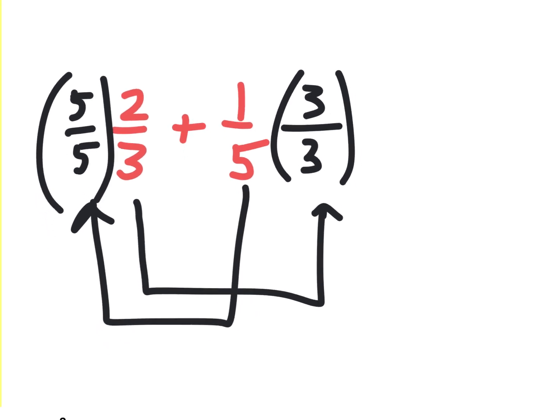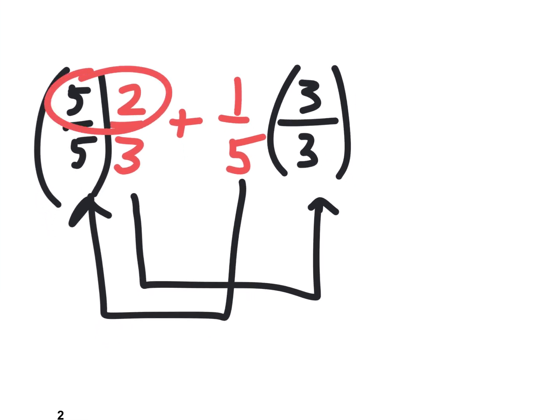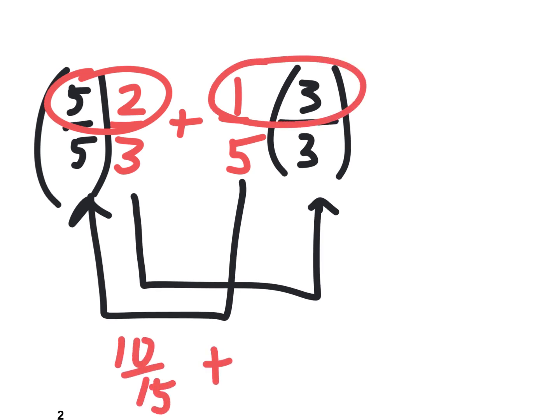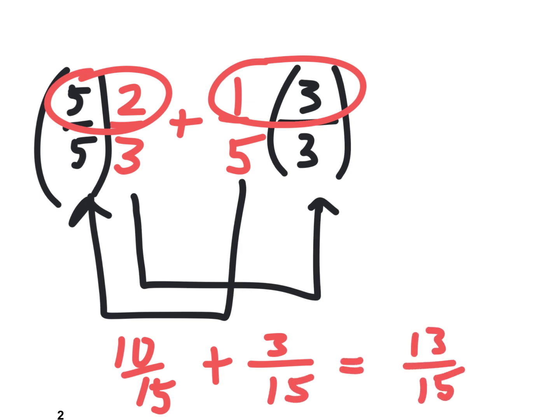Do you get this means I now have 5 times 2 is 10/15 plus 1 times 3 is 3/15, and that makes 13/15. Do you get how that worked? So you've got to be able to handle it with numbers because soon it's going to be things like x and x plus 1. And if you don't get it with numbers, you'll be toast.